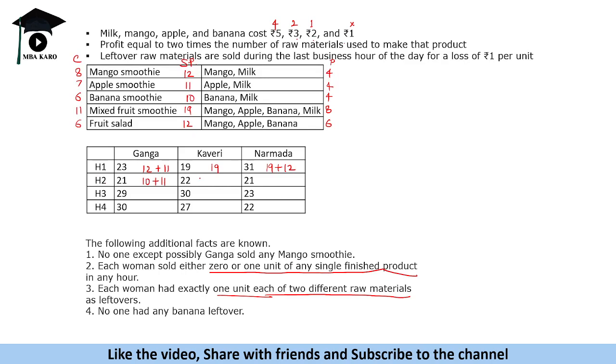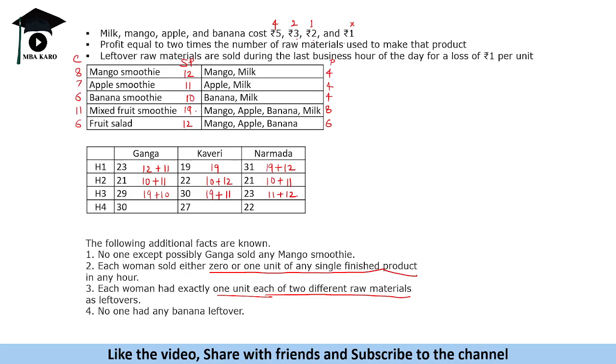22 can be 11 plus 11, but is it possible? No, we cannot have 11 two times, because one product is sold only once. So the only possibility is 10 plus 12. Now 21 is again 10 plus 11. 29 is 19 plus 10, 30 is 19 and 11. 23 will be 11 plus 12.